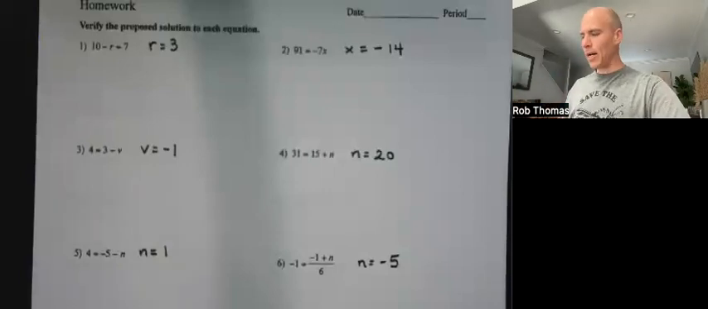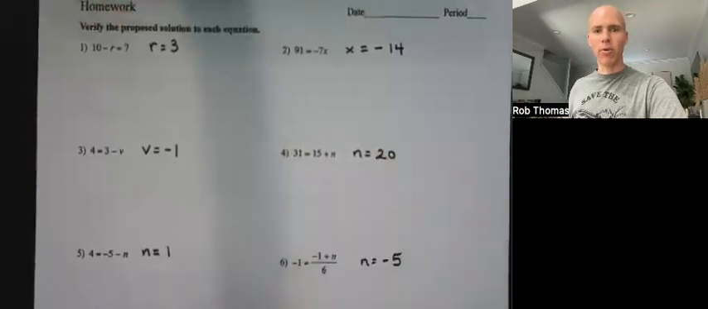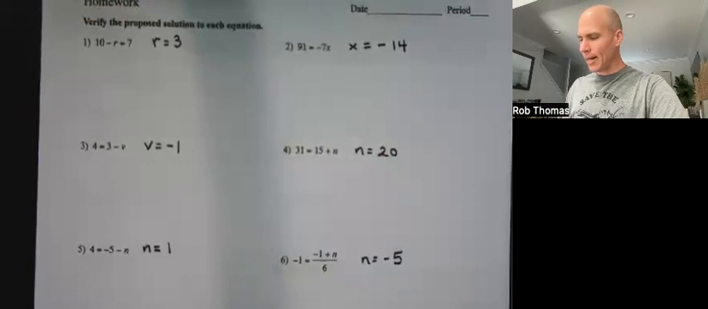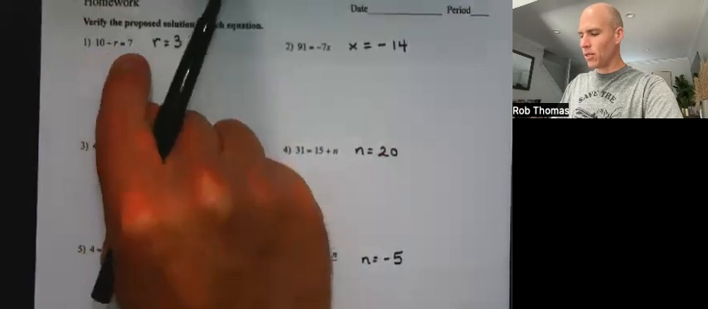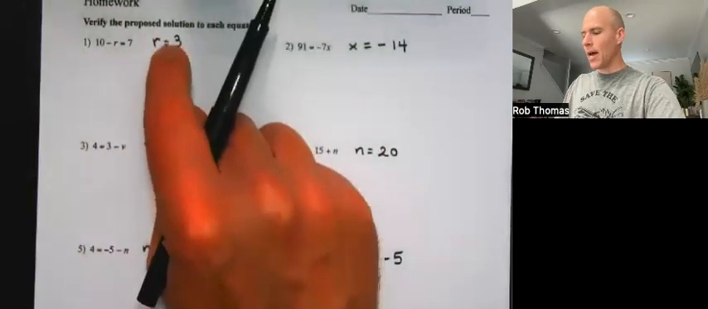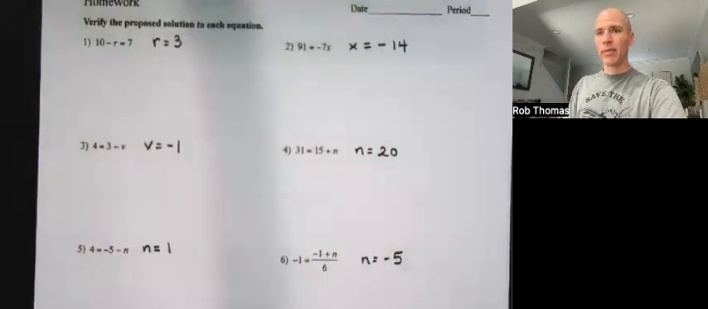All right, so I think what I'll do is I'll do half of them and leave the other half for you to do. I'll try to pick the more challenging ones though. All right, might as well start with number 1. 10 minus r equals 7. And I'm proposing, meaning like suggesting, that 3 is the solution. You could probably just look at it and say, yeah, 3 is going to work.